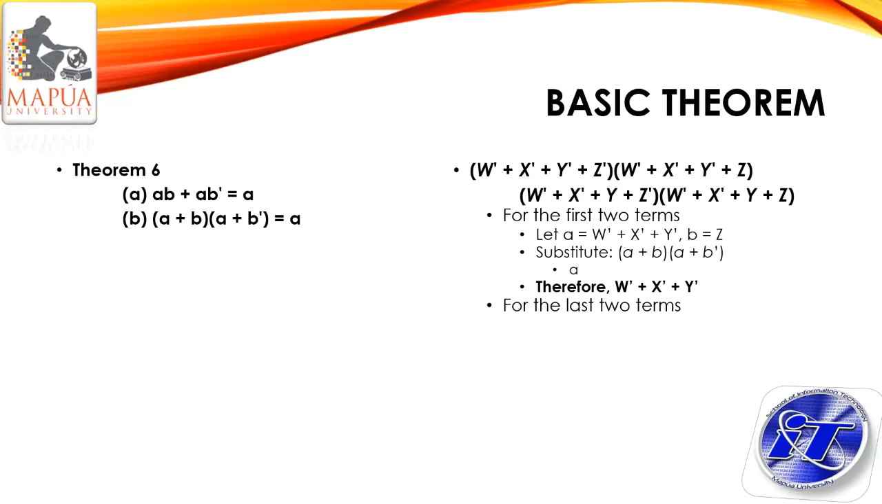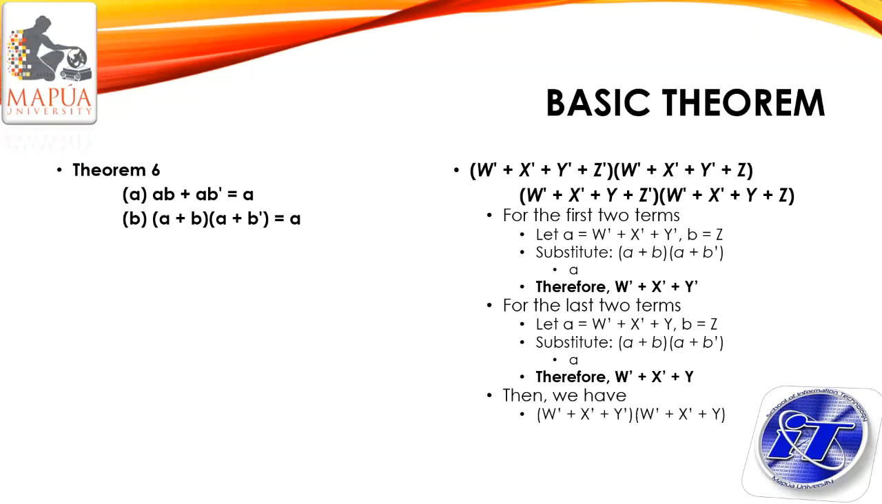And for the last two terms, do we have common variables? Yes, W not, X not, and Y. Do we have complemented variables? Yes, Z not and Z. Do we have the same number of variables? Yes, four. Therefore, theorem number 6 could be implemented. So let A be W not plus X not plus Y, and B is equal to Z. Using second form, we have A plus B added to A plus B not. Therefore, it's equivalent to A. Basically, it is equivalent to W not plus X not plus Y.